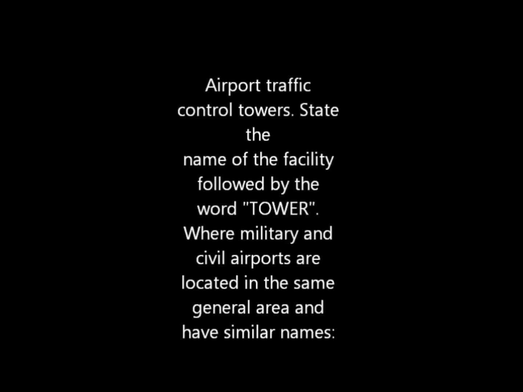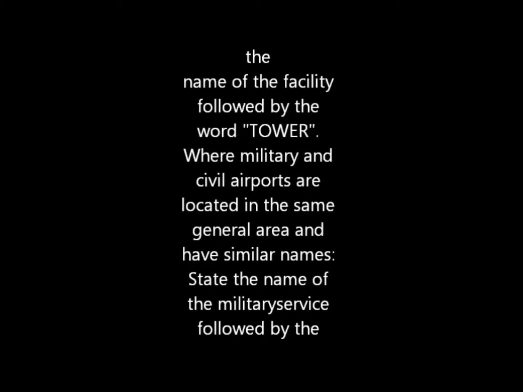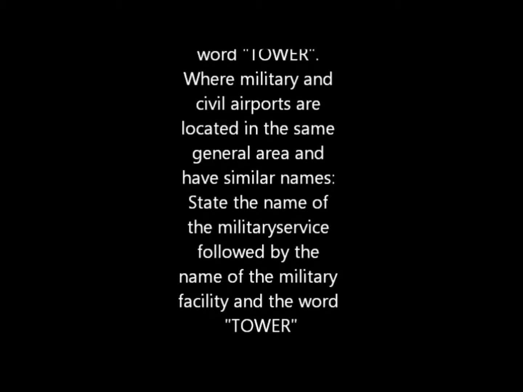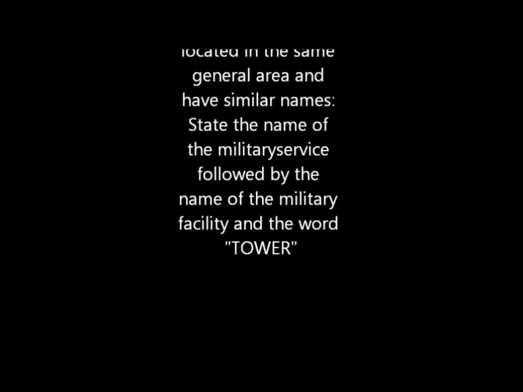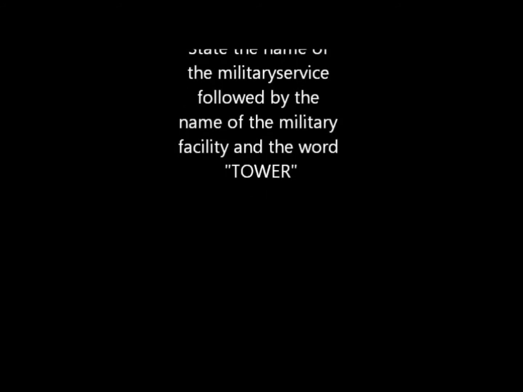Facility identification. Airport traffic control towers: state the name of the facility followed by the word tower. Where military and civil airports are located in the same general area and have similar names, state the name of the military service followed by the name of the military facility and the word tower. Examples: Columbus Tower, Barksdale Tower, when they're located in the same place.